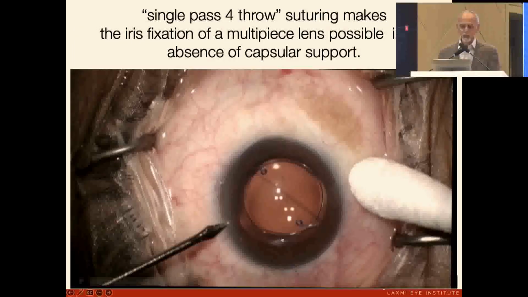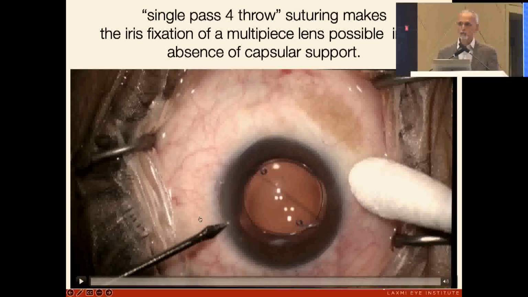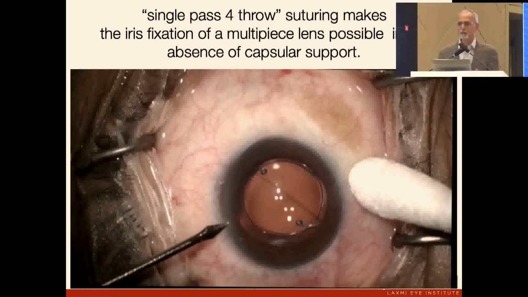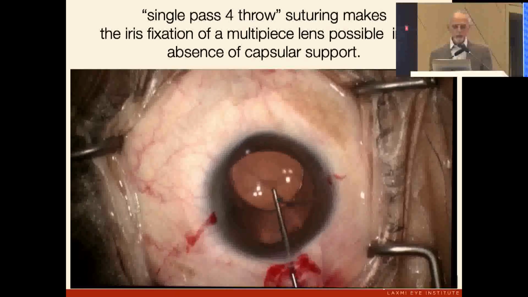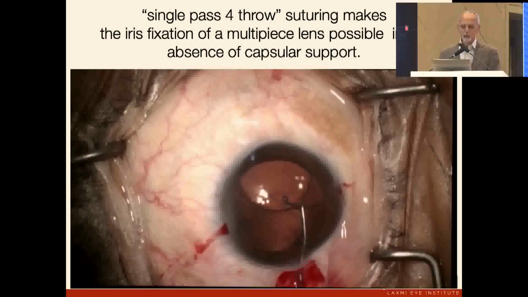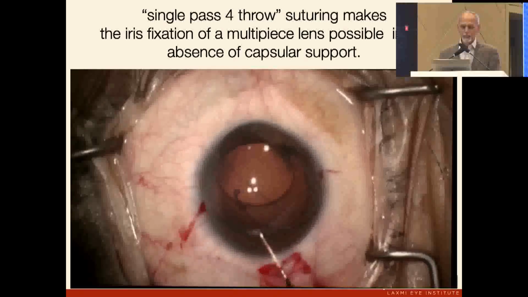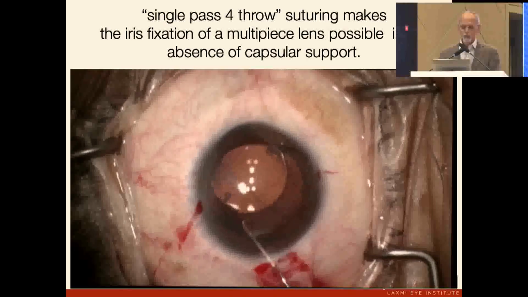Now this is a case of spontaneous PC rupture, and this I have noticed with some of my patients with uneventful surgery done 12 to 15 years back who would present with spontaneous PC rupture. And what I am demonstrating here is a single pass 4th row popularized by Dr. Amar for the fixation of these 3 multi-piece lenses. First, I would go with the spatula and get the lens in front of the iris.